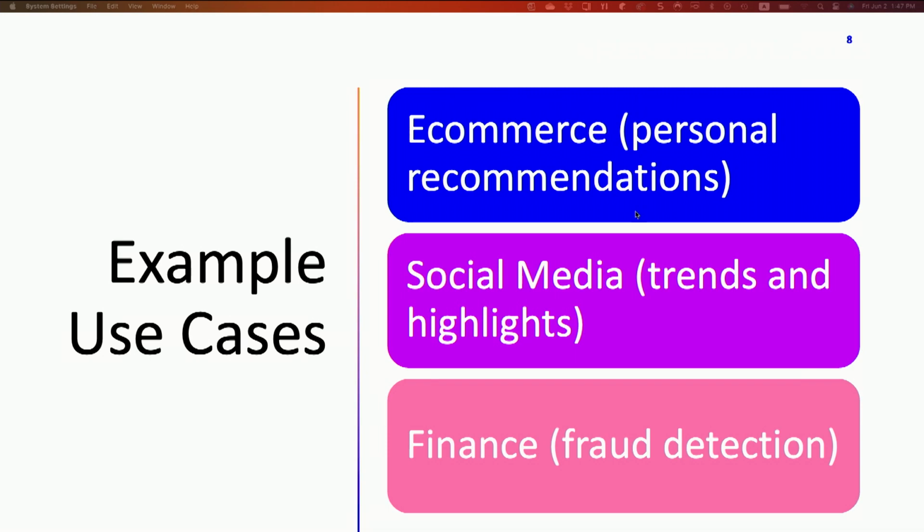Again, here are some examples. It's been done in e-commerce for personal recommendations. As your click stream comes in, you want to look at it and provide those suggestions on the spot. Social media, so as all of the tweets or Facebook posts or whatever come in, they want to process that and provide different trends and highlights. So when you see what's happening now on Twitter, you'll be able to see relevant, timely, important to you data.